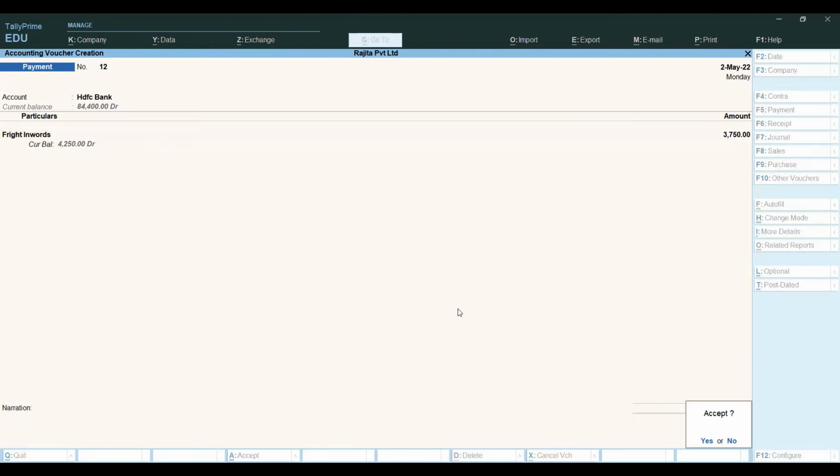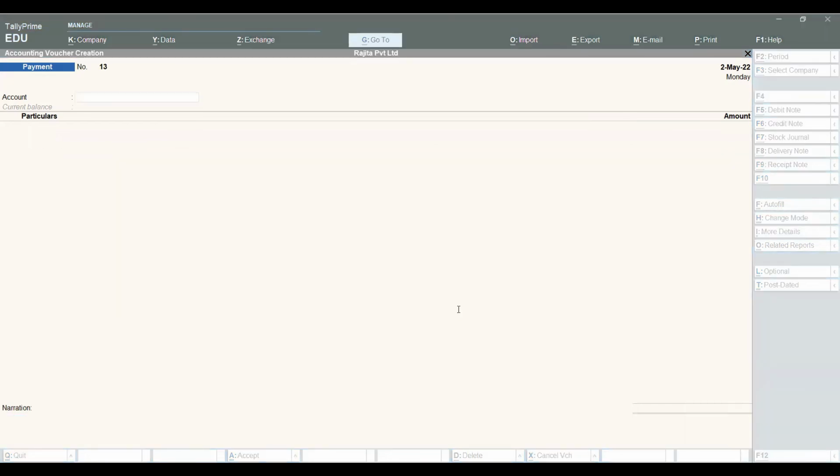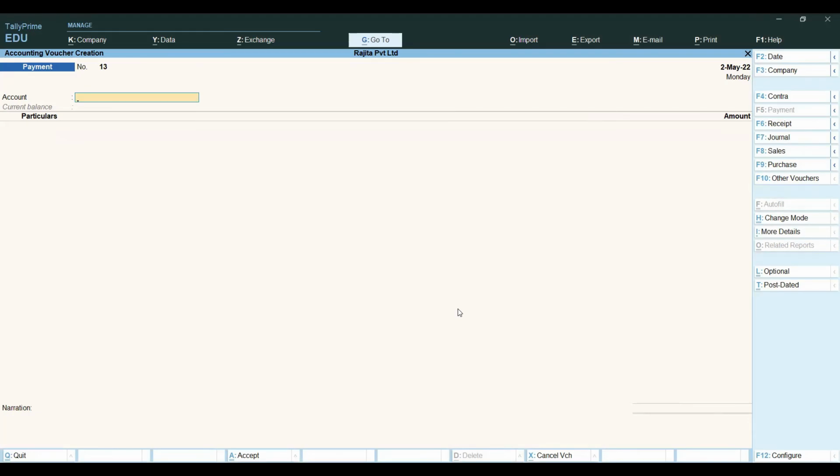3,750, ma'am. Next, paid to Linga Agencies, with a 5% discount. Payment only, paid to Linga Agencies. So for Linga Agencies, 10,000, we have a 5% discount. For example, 95,000 I am paying for her. Enter, you can save it.